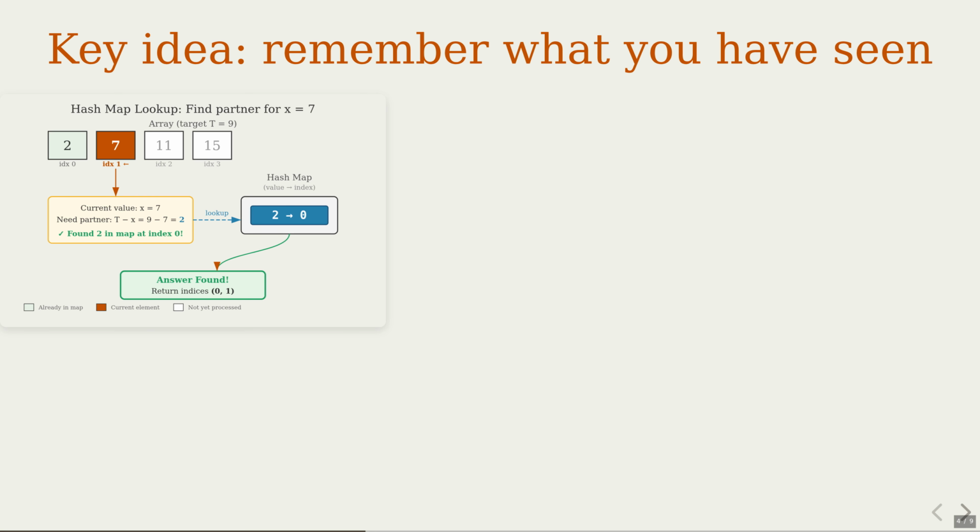To beat the slow all-pairs method, we need to avoid repeating the same work and reuse information from earlier in the array. That sounds like a place where storing some extra data, like in a dictionary, might help. At each position, we see some value x, and we know that the only way it helps is if we can find another value equal to t minus x.